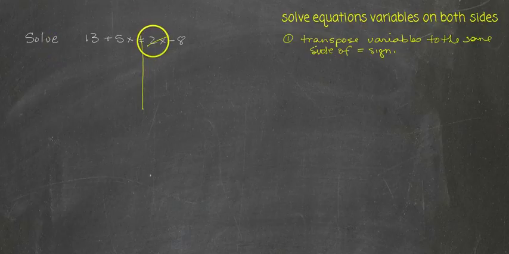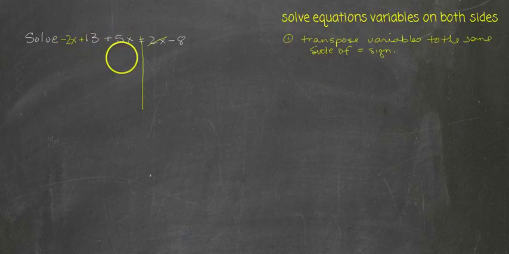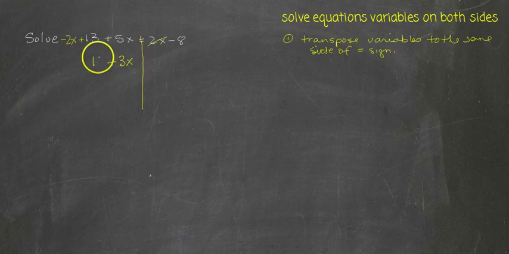So that means instead of a plus 2x on the right-hand side, I'm going to have a minus 2x on the left-hand side, and then I need a sign to separate these, and that would obviously be a plus because 13 had a plus in front of it. So now simplify. Negative 2x plus 5x equals 3x, and I have a 13 still on that side and a negative 8 left on this side.